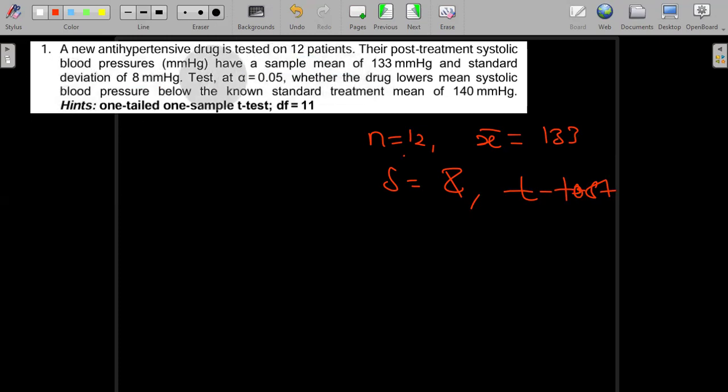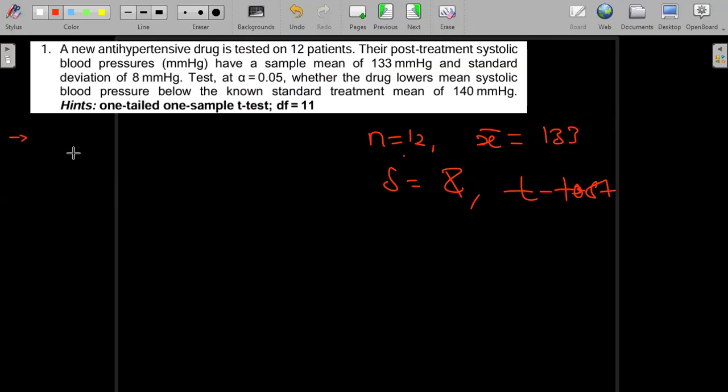Okay, so let's read the question. They're saying test at significant level of 0.05 whether the drug lowers the mean systolic blood pressure below the non-standard treatment of what? 140. So it means here, okay, let's write our hypothesis.